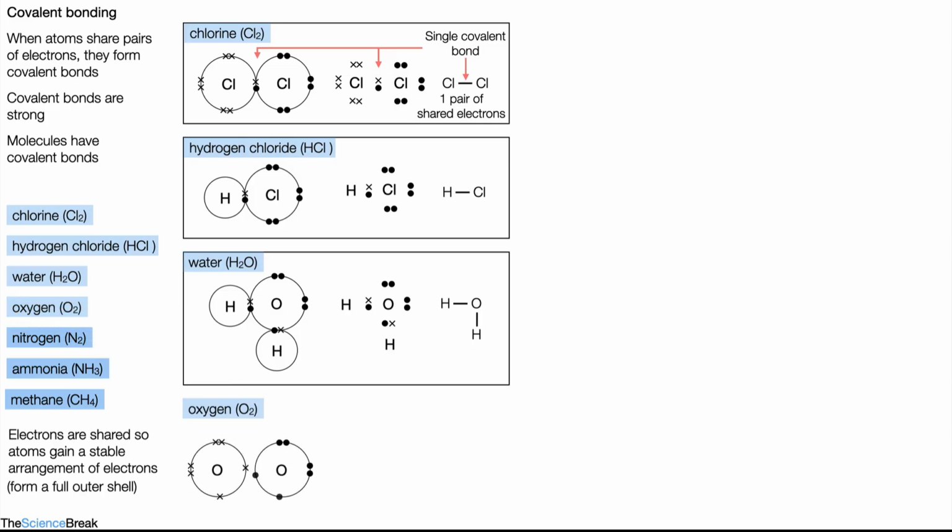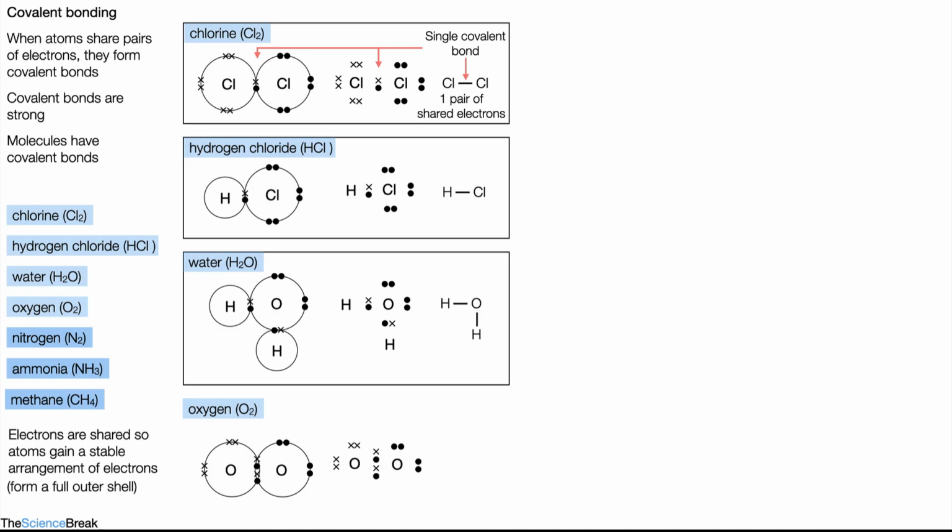Oxygen is slightly trickier. So with oxygen, we can share a pair of electrons, but that would mean that both atoms do not have a full outer shell. So what we do is we share 2 pairs of electrons. You can see now that both atoms have 8 electrons in their outer shell, a full outer shell.